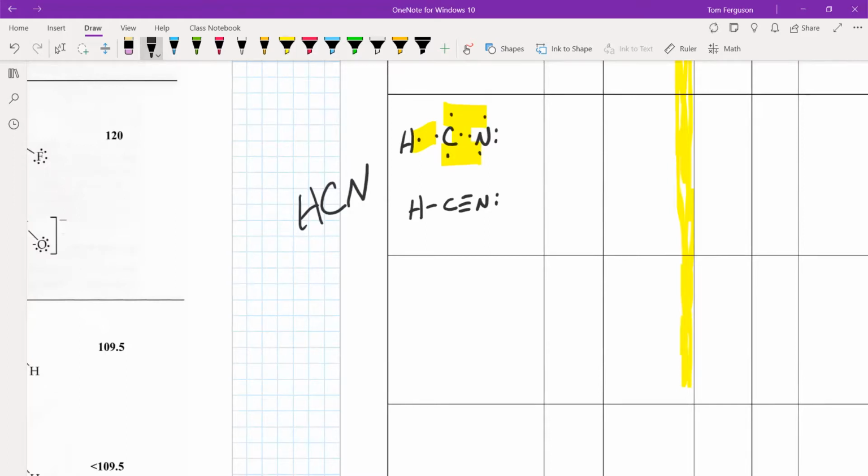Well, there's 1 group, 2 groups. And what's the geometry of 2 electron groups? Linear. So one bond, single bond, double bond, or triple bond is 1 group of electrons. Okay.